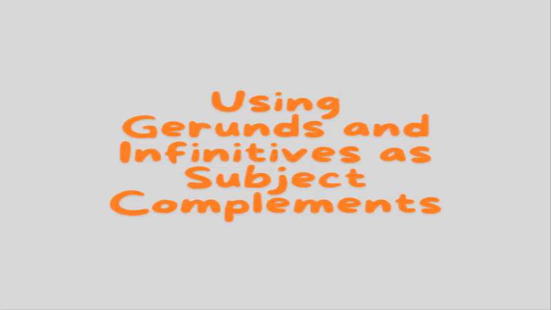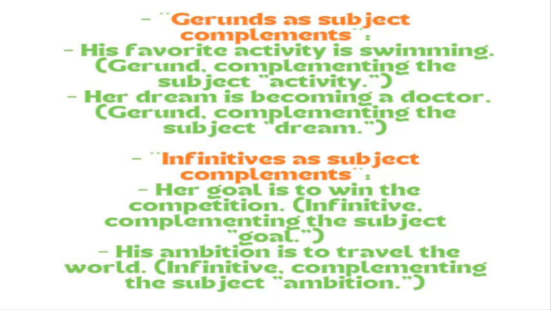10. Using gerunds and infinitives as subject complements. Both gerunds and infinitives can function as subject complements, completing the meaning of a subject in a sentence. Gerunds as subject complements. His favorite activity is swimming. Gerund, complementing the subject activity. Her dream is becoming a doctor. Gerund, complementing the subject dream.